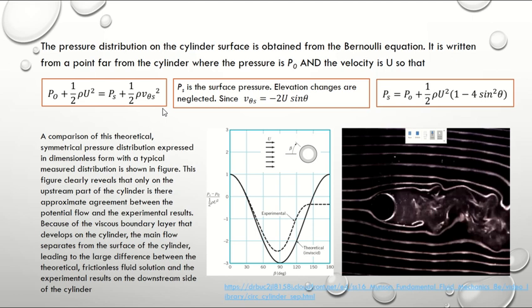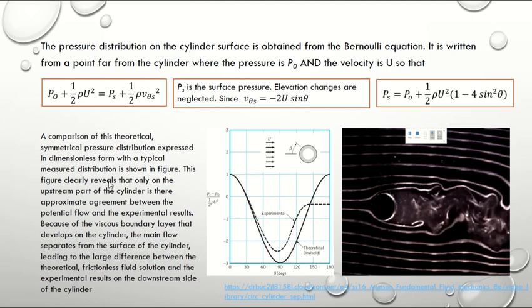So substitute V theta s equal to minus 2U sine theta, and we obtain Ps equal to P naught plus half rho U squared (1 minus 4 sine squared theta). This graph is a comparison between the theoretical symmetrical pressure distribution, expressed in dimensionless form, and a typical measured distribution.